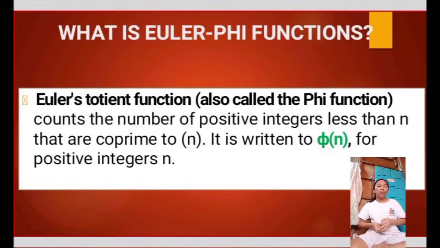For example, we are going to find phi of 9. The numbers less than 9 are 1, 2, 3, 4, 5, 6, 7, and 8. Phi of 9 is 6, since there are 6 numbers relatively prime to 9.